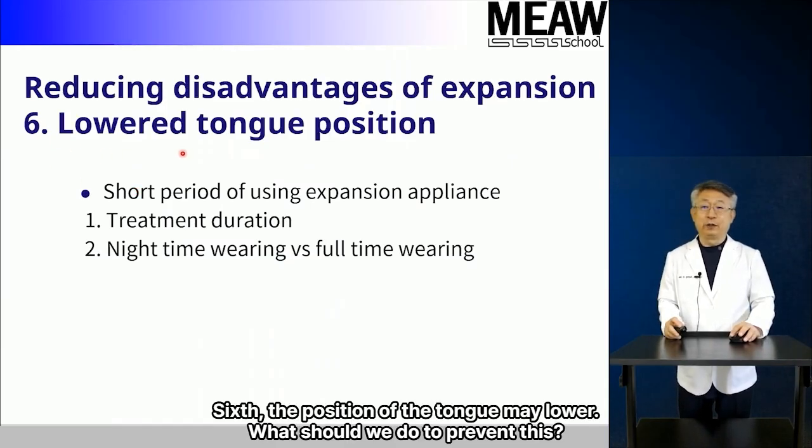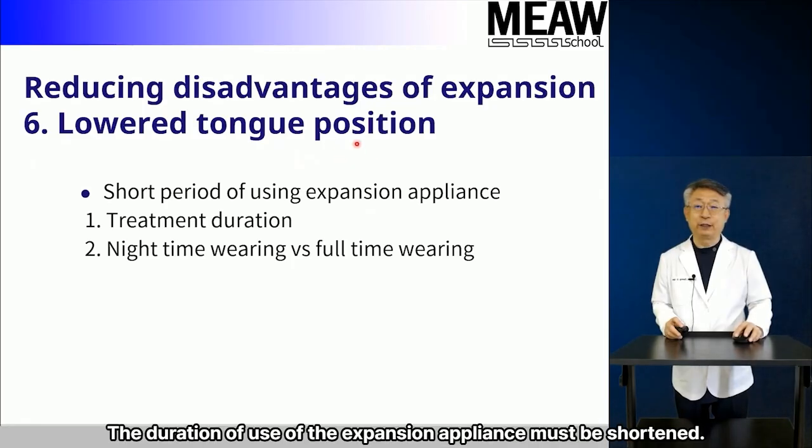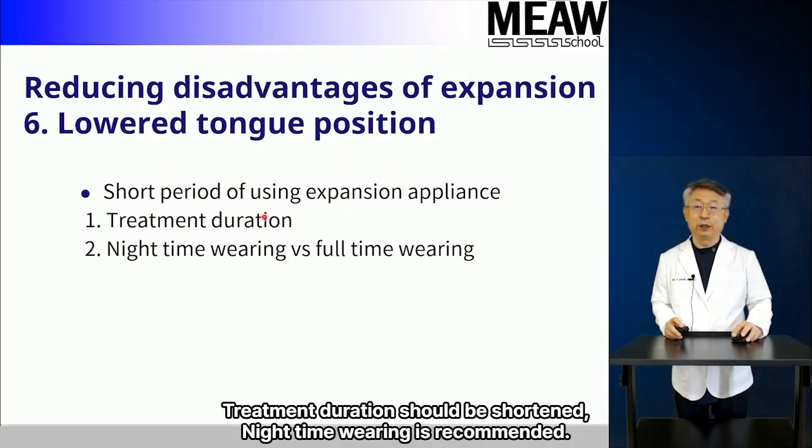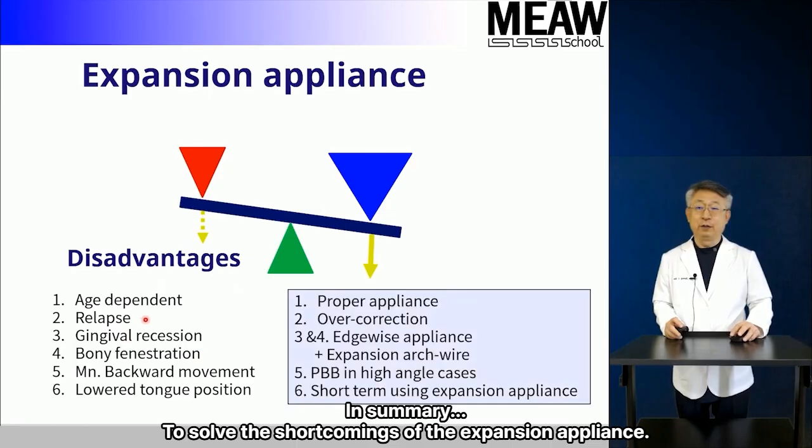Sixth, the position of the tongue may lower. What should we do to prevent this? The duration of use of the expansion appliance must be shortened. Treatment duration should be shortened. Nighttime wearing is recommended. In summary, to solve the shortcomings of the expansion appliance: 1.